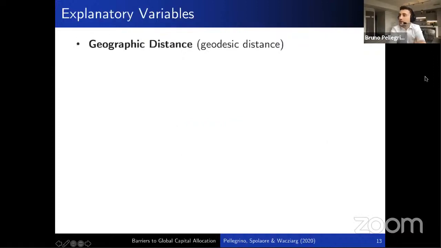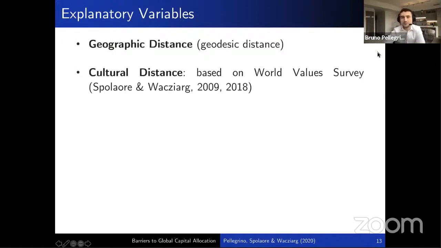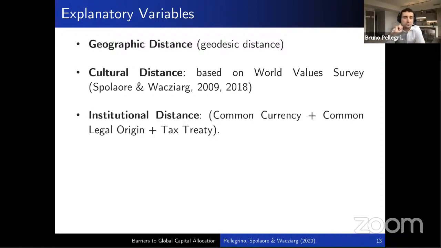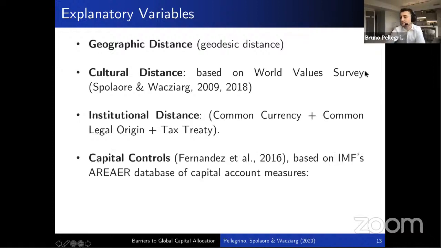Now, we have various explanatory variables. We have a geographic distance. This is simply the population-weighted geodesic distance between countries. We have a measure of cultural distance, which is based on the World Values Survey. We construct a measure of institutional distance that captures the presence of a common currency, common legal origin, as well as the presence of a bilateral tax treaty.